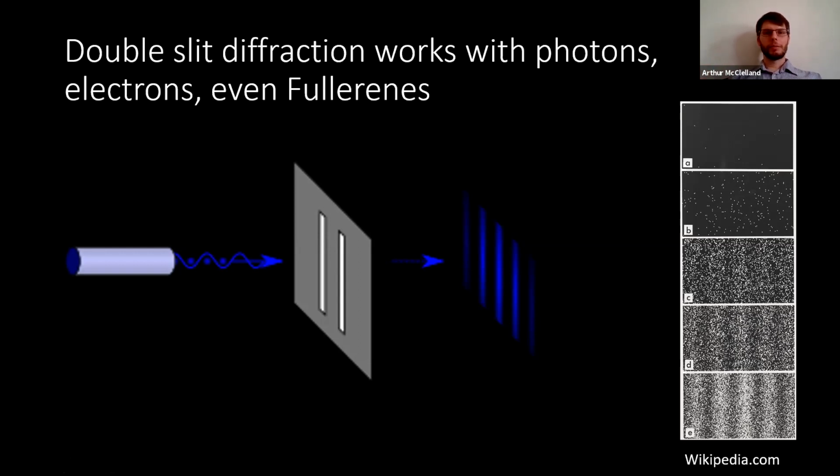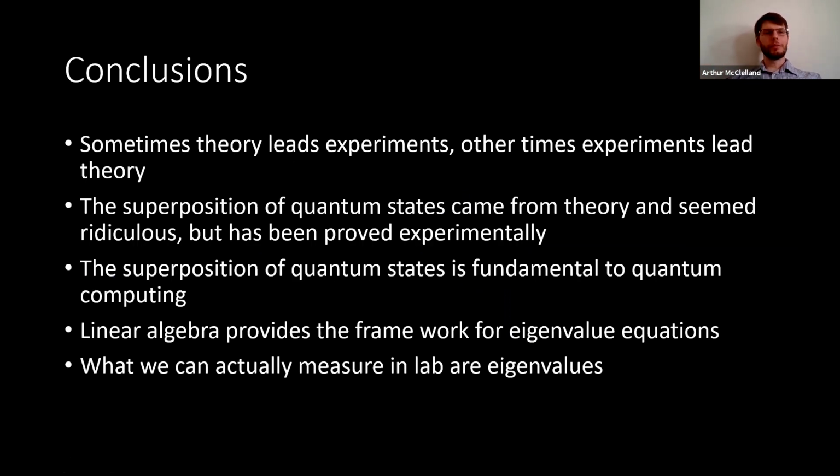All right. So in conclusion, sometimes the theory leads to the experiments, sometimes the experiments lead to theory. This idea of superposition of states in quantum mechanics was the theory that led the experiments, and the theory sounded so crazy, even the person who came up with the theory said, this is crazy, you can't have a cat that's dead and alive.